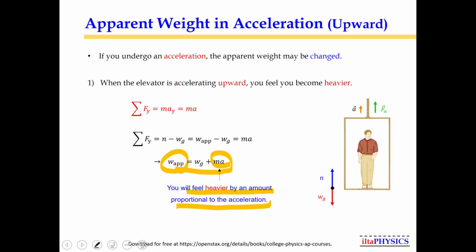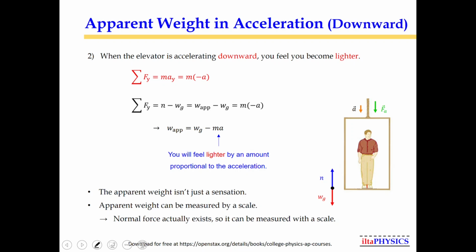Now let's think about the opposite case: the elevator accelerating downward. The net force equation looks the same, but now acceleration is downward, so it's negative. When you solve it, you find that the apparent weight is less than your actual weight. And again, the greater the downward acceleration, the lighter you feel. So in both cases, Newton's second law explains exactly what we experience physically when the elevator goes up or down.